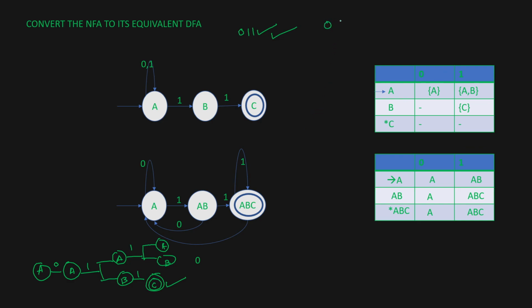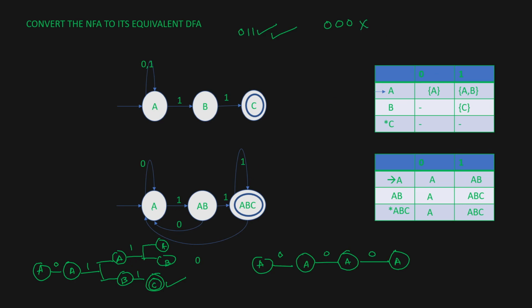What about a string like 0, 0, 0? Let's test it out for the NFA. You're in state A. You get input 0, you go to state A itself. You get another input 0, you go to state A. Again, you get input 0, you are still in state A. Is state A a final state? No. So this string is not accepted by the NFA.